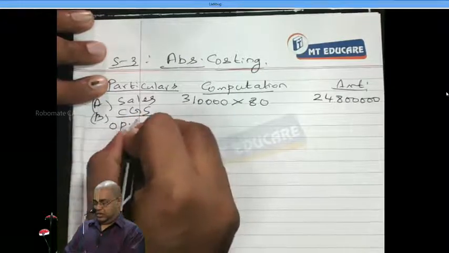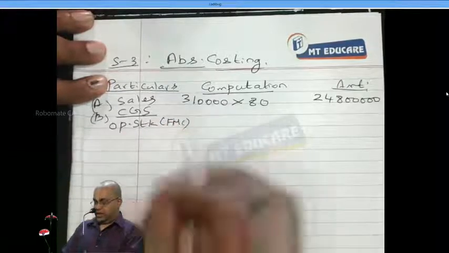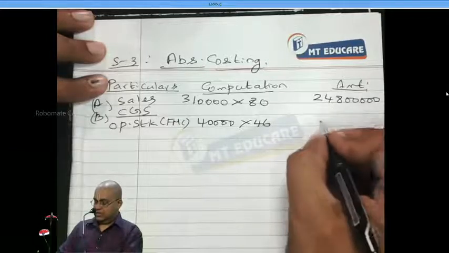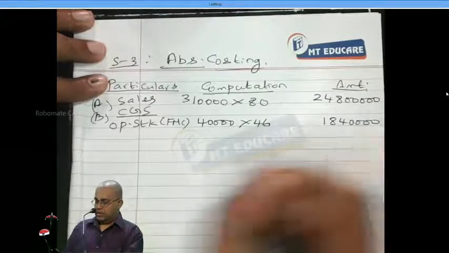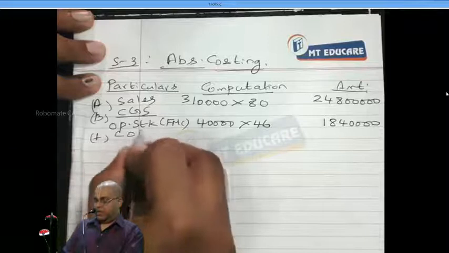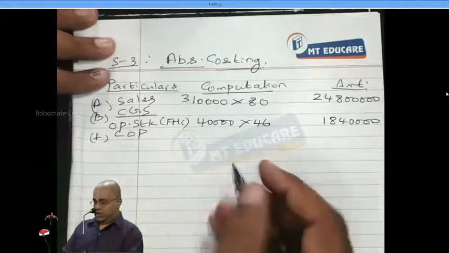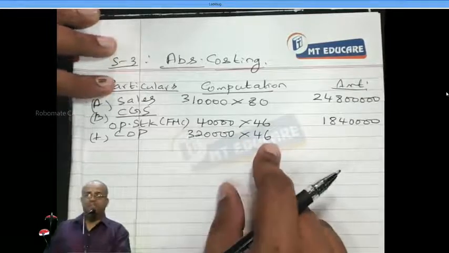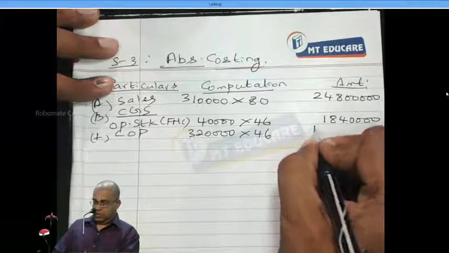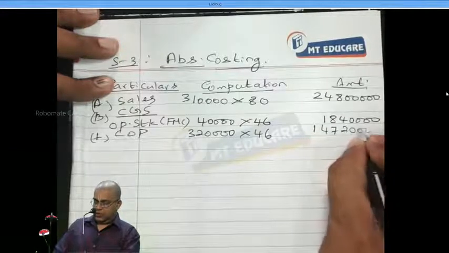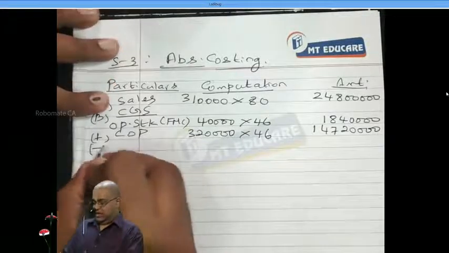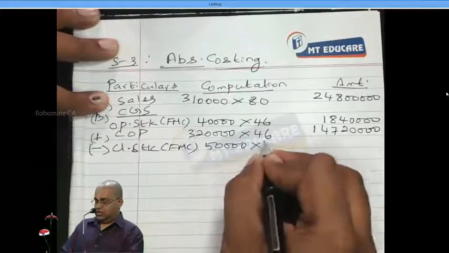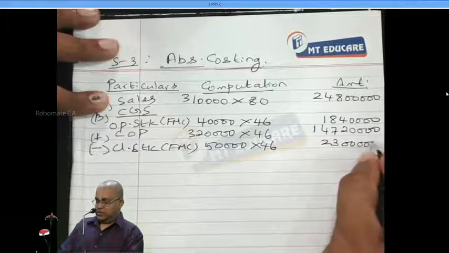Capital B, cost of goods sold. First item is opening stock. What cost? Full manufacturing cost. 40,000 units into 46 gives how much rupees? 18 lakhs 40,000. Add cost of production. How many units have been produced? 3,20,000 units into 46. You know that 6 rupees is the absorbed overhead, right or not? Tell me how much rupees? 1 crore 47 lakh 20,000, minus closing stock. Again, value at full manufacturing cost, 50,000 units into 46, 23 lakhs. Minus closing finished goods is 23 lakhs.